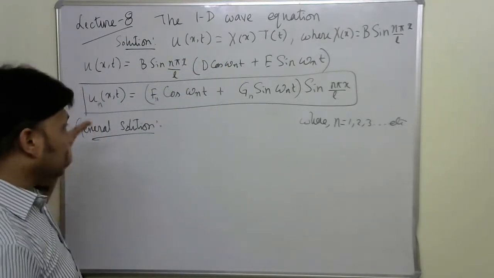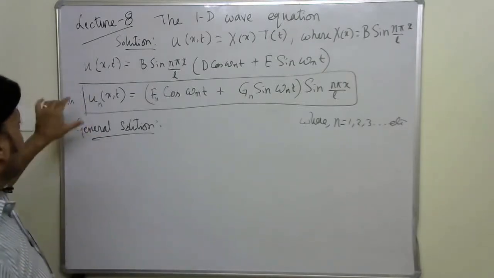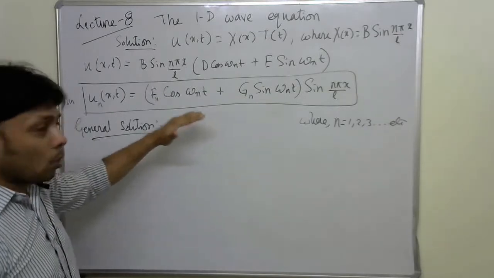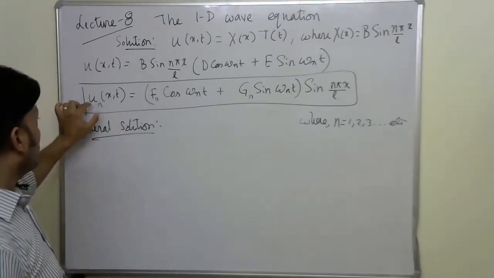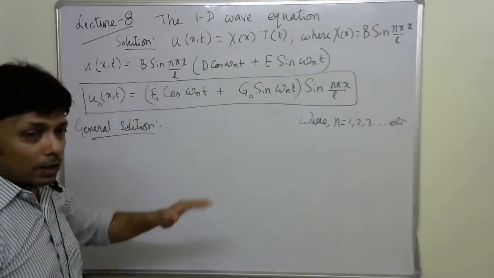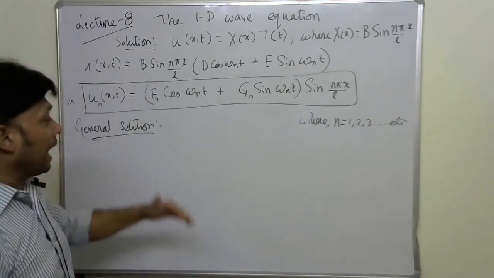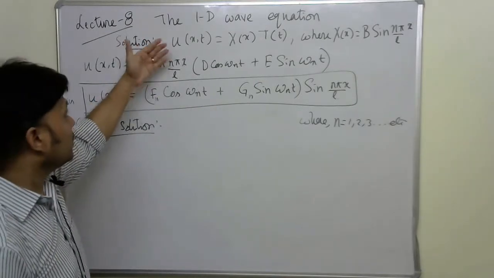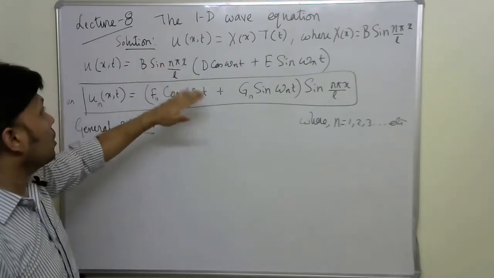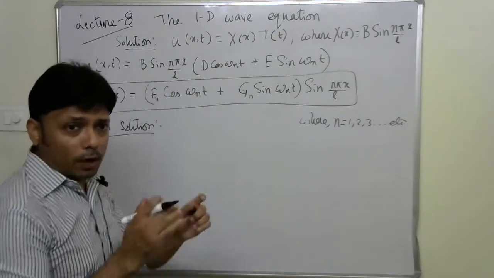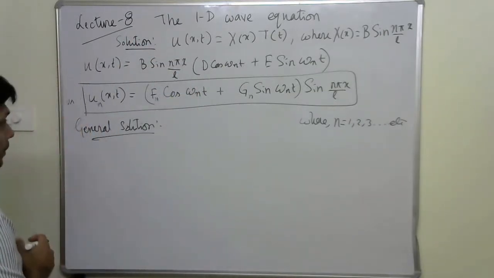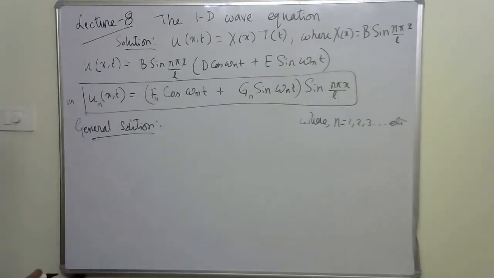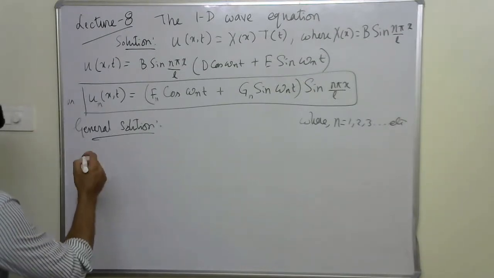But mathematically it can be shown that the summation of any of these individual modes, that is, if we take the summation of u1 and u2 and u3, and then the resultant summation, it can be shown that it is also a solution to the same partial differential equation, or the solution to the one-dimensional wave equation. So therefore, we can write the general solution just like this here.